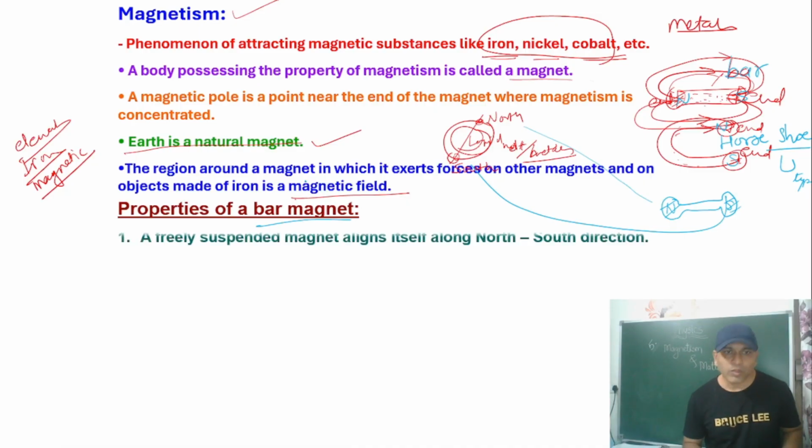So the next property is: a freely suspended magnet aligns itself along the north and south direction. This is the first phenomenon. A freely suspended magnet will point towards the north and south, so it will give you the direction of north and south.